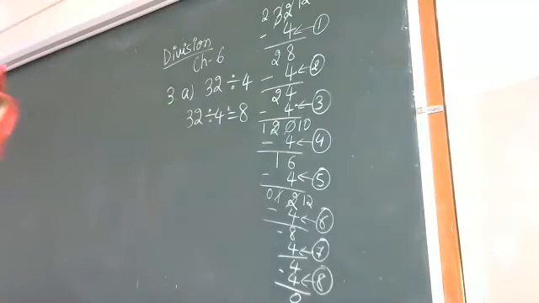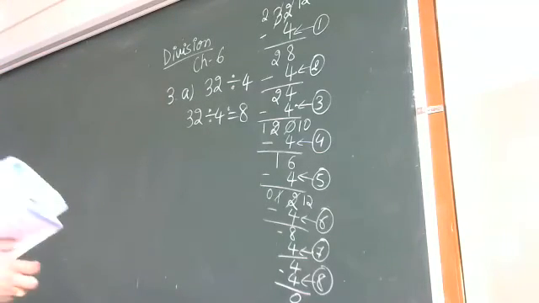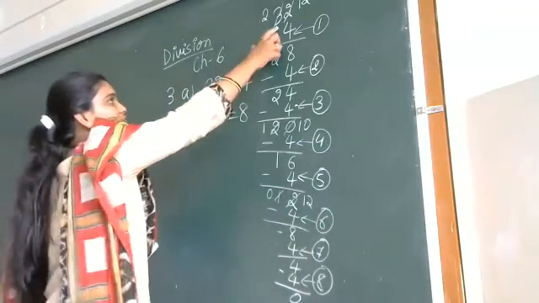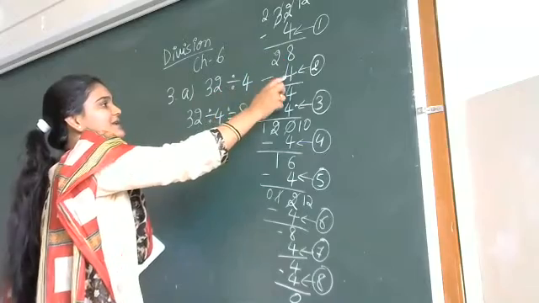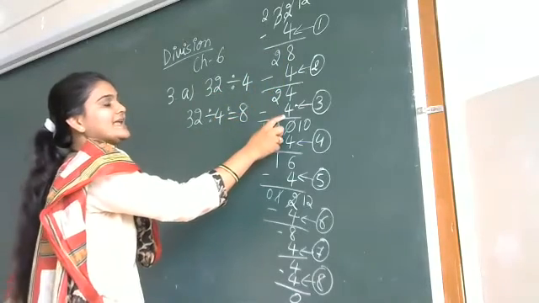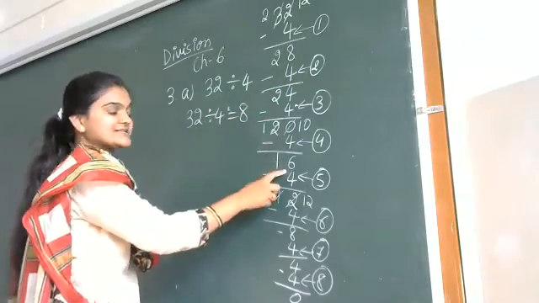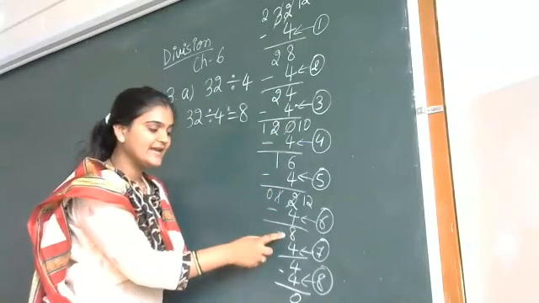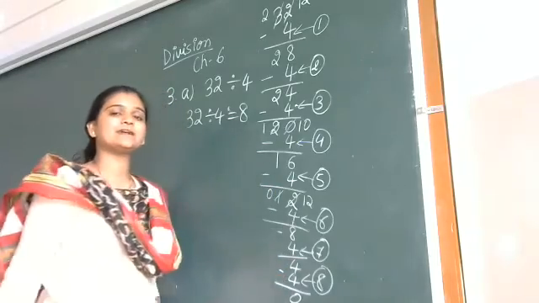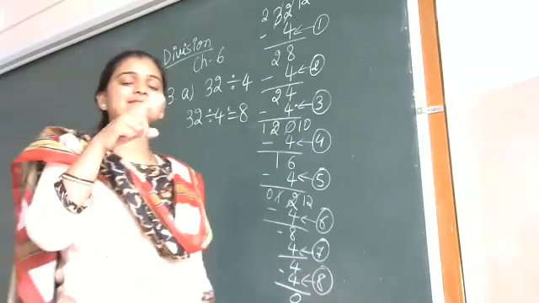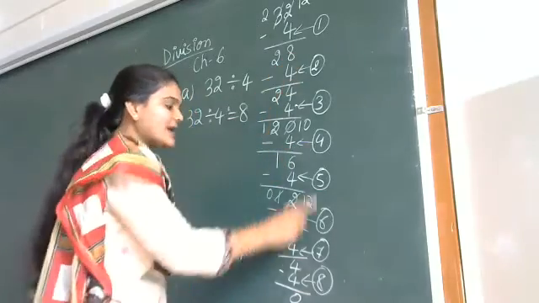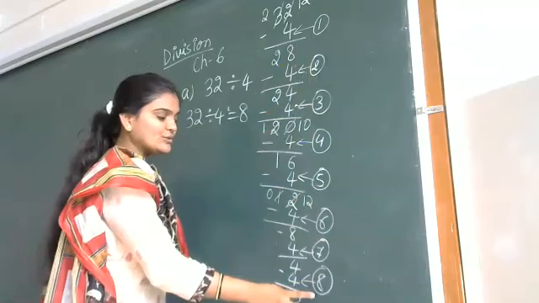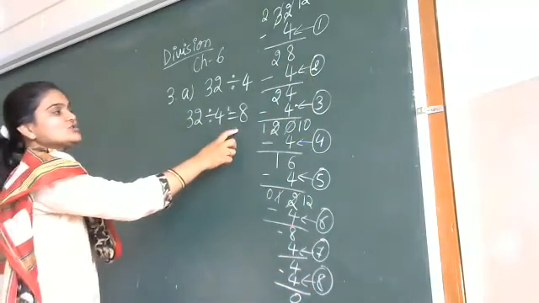The third question, solve the following by repeated subtraction in your exercise book. Okay, the first one I have done for you. 32 minus 4, 28. 28 minus 4, 24. 24 again subtract 4, 20. 20 minus 4, 16. 16 minus 4, 12. 12 minus 4 is 8. 8 minus 4, 4. Again we subtract 4 until we get the remainder as 0. Then count how many times you have done the repeated subtraction. The number you see will be our quotient.